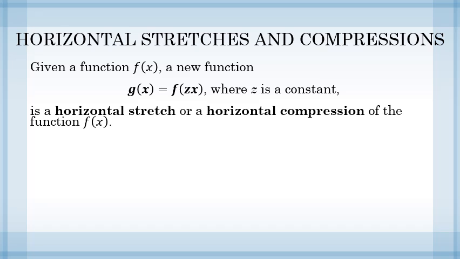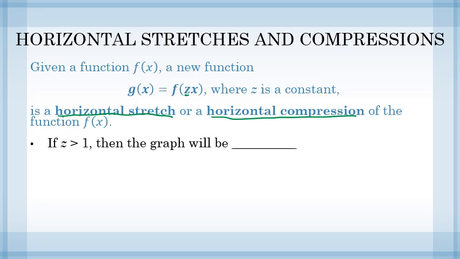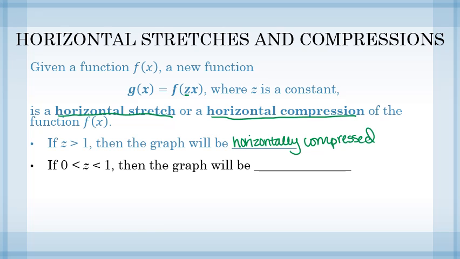In the last exploration, you should have seen that when you're multiplying a constant inside of the function to the variable, you're going to be creating a horizontal stretch or a horizontal compression of the function. If that constant z value is greater than 1, the graph will be horizontally compressed. If that z value was between 0 and 1, then the graph will be horizontally stretched.